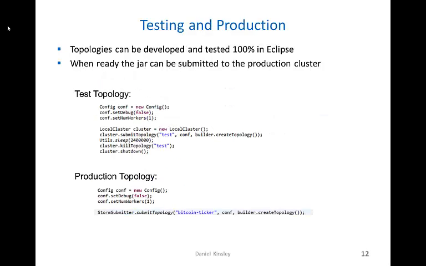So one of the great things about Storm is how easy it is to develop against. You can run an entire topology 100% within Eclipse, so you can make changes quickly. You can test on your machine without having to touch the production hardware. And when it's ready, you just create the jar file and then submit it to your production cluster.